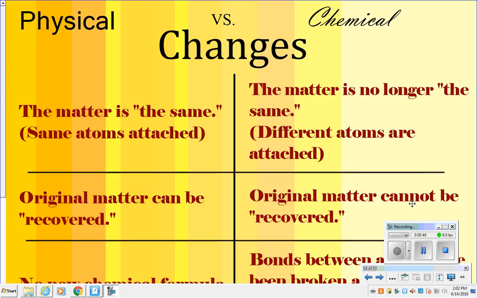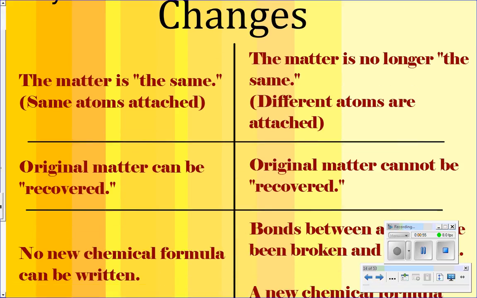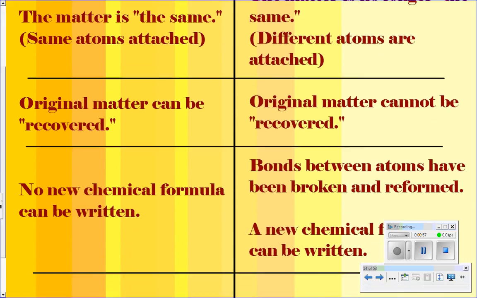That's something you can test at home. It'll still be water the whole time. So that's just a physical change. The original matter can be, in other words, recovered, meaning without doing any chemistry, we can turn it back into what it was. So you could take some tap water, freeze it, and then allow it to melt again, and it'll still be water the whole time. No new chemical formula can be written.